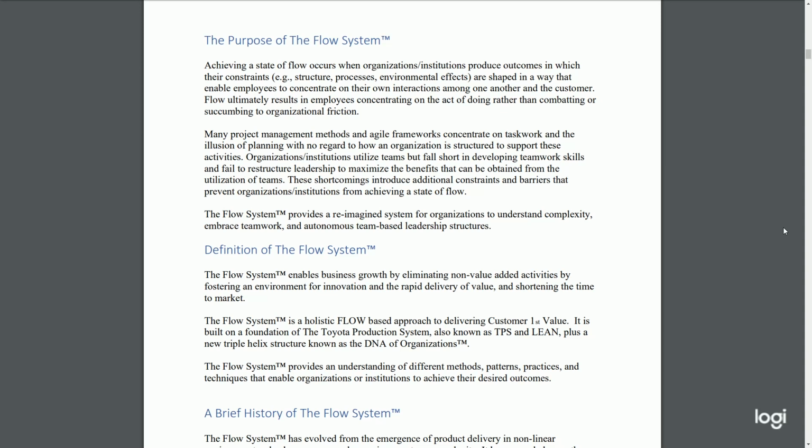Definition of the flow system. The flow system enables business growth by eliminating non-value-added activities, by fostering an environment for innovation and the rapid delivery of value, and shortening the time to market.